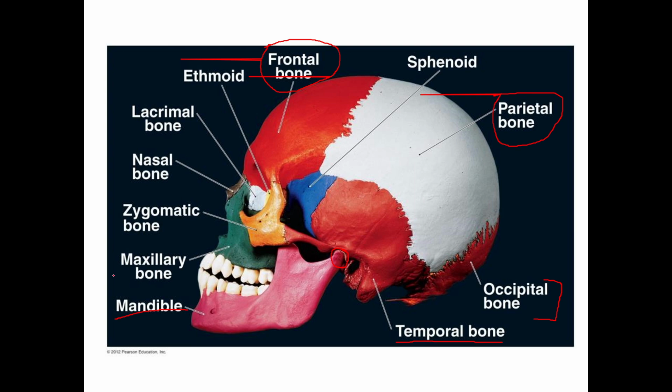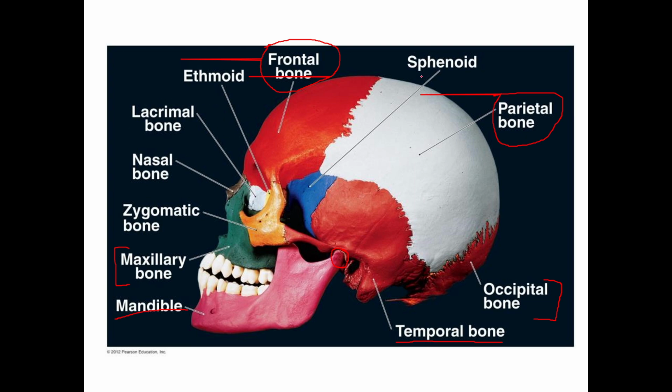As opposed to the upper jaw, which consists of the maxillary bone, this green portion here, this maxillary bone is completely immobile. It's completely sutured in with the rest of the skull. The only reason we're able to move our mouth and chew is due to the mandible.